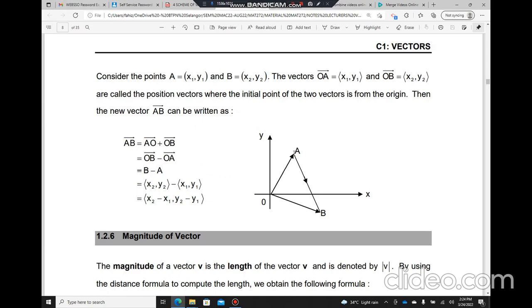Okay, kita ada dua point which is A, x1, y1 and then another point is B, x2, y2. So kita ada vektor, kita kira daripada origin which is O. So OA kita akan kira, dia akan dapat OA ni koordinat dia dekat A, x1, y1 and from O to B, so OB, x2, y2. Okay, so new vector, so kita nak dapatkan penambahan vektor kat sini. So AB is equals to AO plus OB.